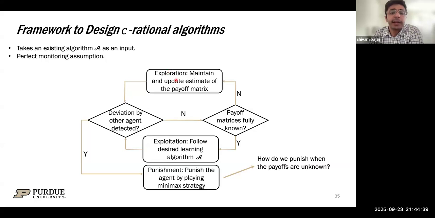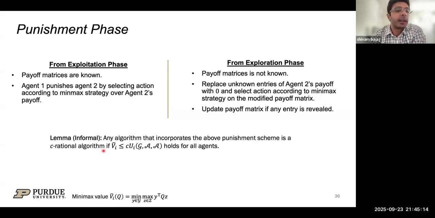Now, either in the exploration or in the exploitation phase, if a deviation is detected by an agent, then the agents enter a punishment phase where the idea is that the agents who have not deviated from the algorithm punish the agent who has deviated by playing a minimax strategy against it. The challenge here is that if an agent deviates in an exploration phase, how do we punish, or how do we compute this minimax strategy when we don't even know the payoff of the other agent, right? And the second thing is, how do we detect whether a deviation has occurred or not? So I'll start by addressing the punishment phase challenges.